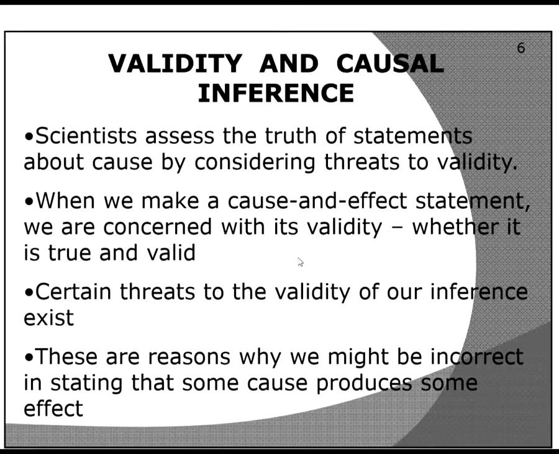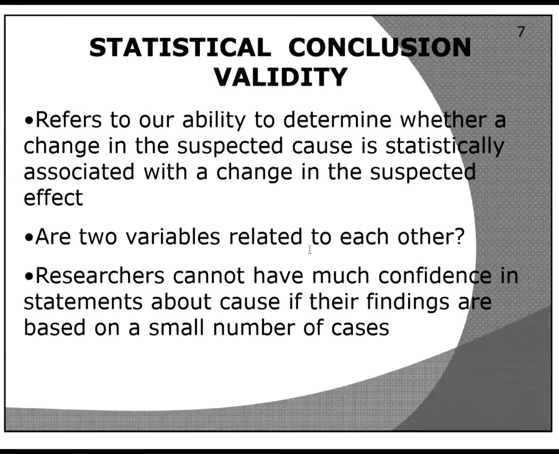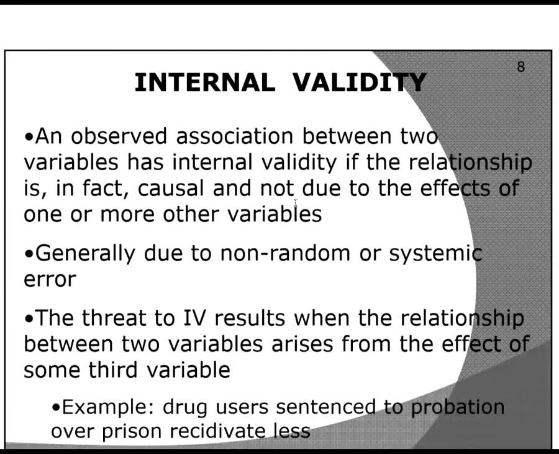They're very important when it comes to thinking about causality, because you want to make sure that you're actually valid and reliable in your measurement. Are the two variables related to each other? We can't have as much confidence in statements about causes if their findings are based on a small number of cases. That gets into statistical power and things like that, which gets into statistics, so I won't bore you all too much with all of that.